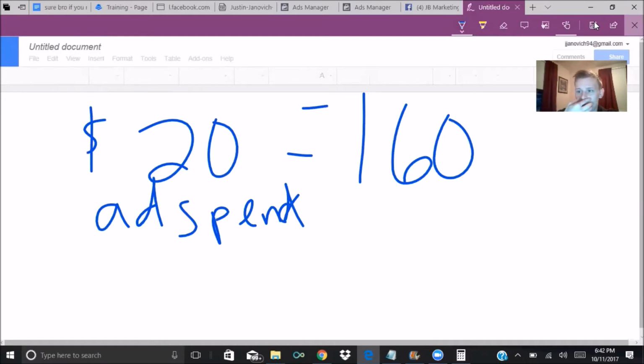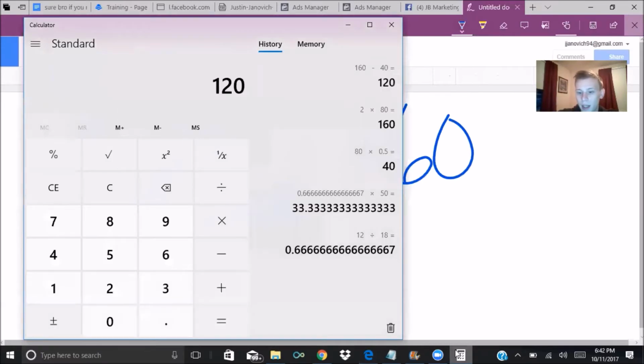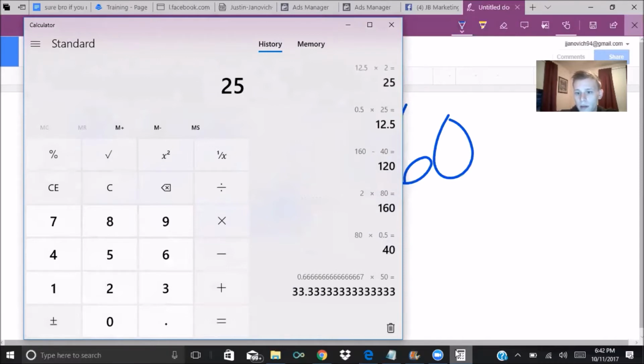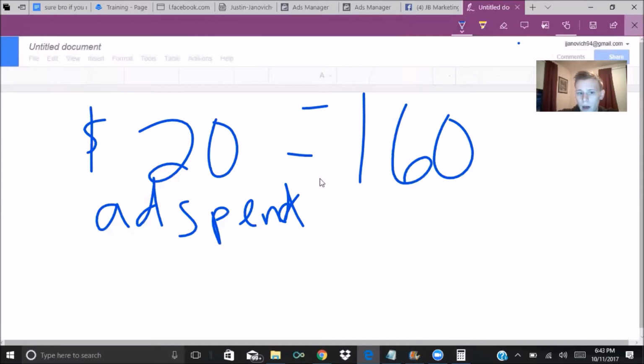And I'll even break this down for you guys if you really want to see it. We'll assume that it's the same cost per comment, right? So 50 cents cost per comment times 85 is $12.50, right? So $12.50 times 2 is 25 bucks. 25 bucks to acquire 160.